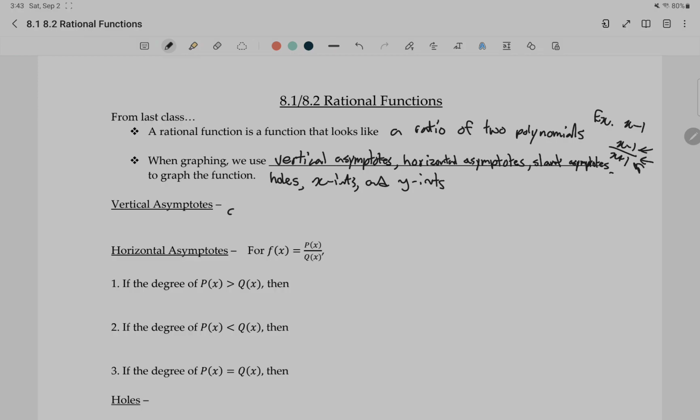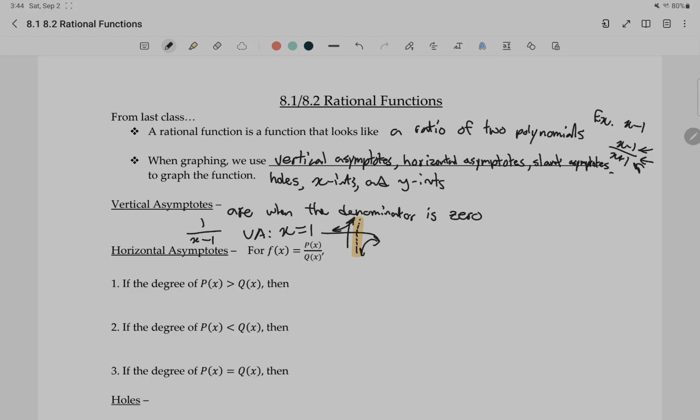All right, so what are vertical asymptotes? Vertical asymptotes are when the denominator is 0. So for example, for 1 over x minus 1, the vertical asymptote of this function would be the line x equals 1. So that would look something like this, and it's this line right here. That is our vertical asymptote. And basically, the line of this graph will never touch it.